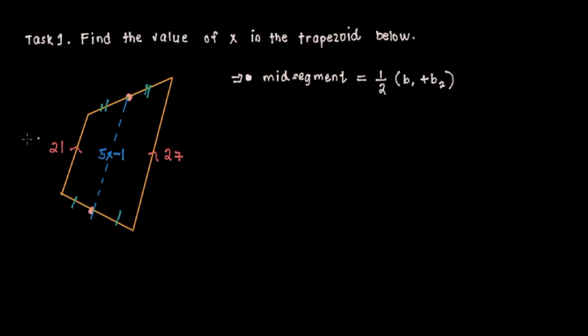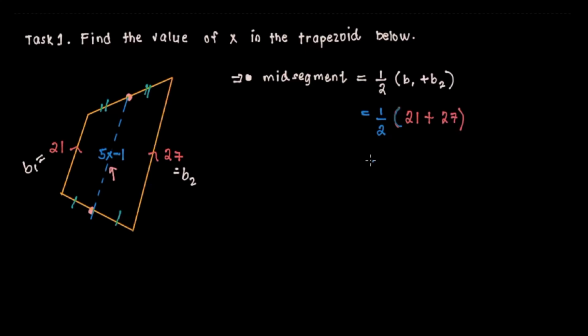Dito sa ating formula, meron tayong tinatawag na base 1. Ang base 1 natin ay si 21 at yung base 2 natin ay si 27. At ang ating goal dito ay mahanap yung value ng x na nasa mid-segment. Okay? Now, so we have 1/2 times base 1, okay? So, which is 21. Ilagay natin yan dito. That is 21 plus base 2. Okay, 27 ang ating base 2. Okay, that is 27.